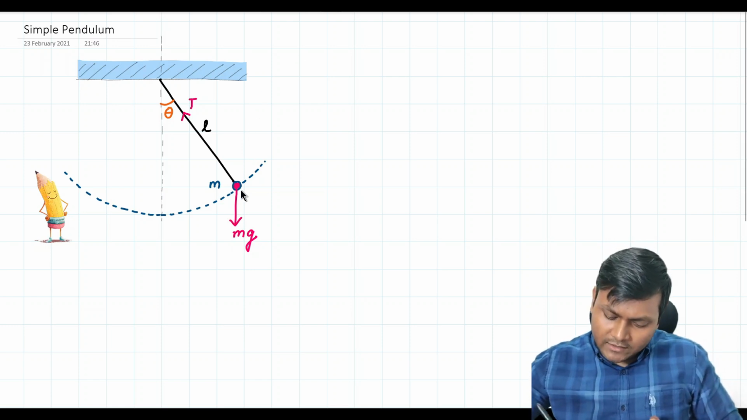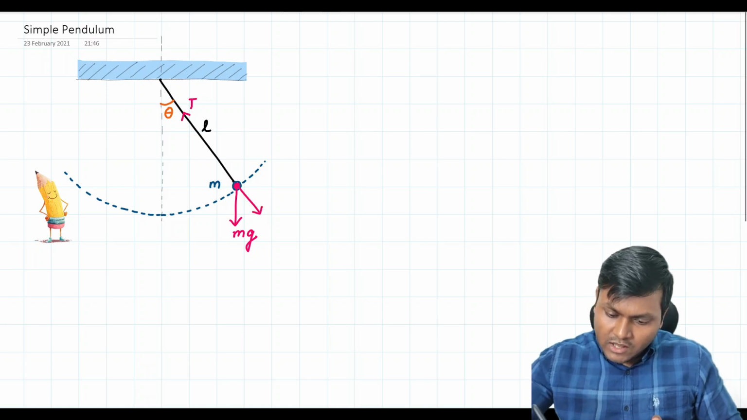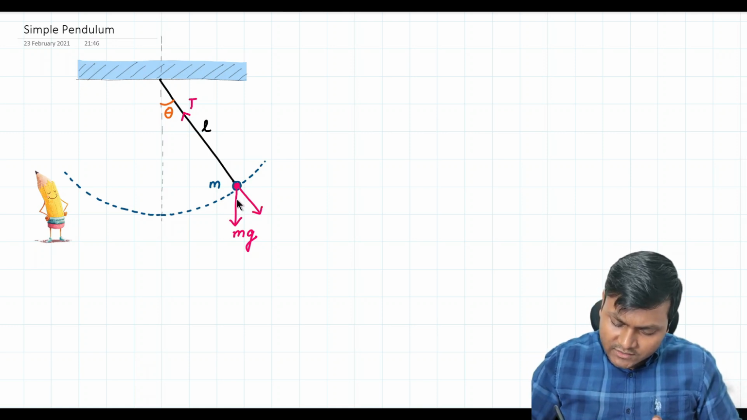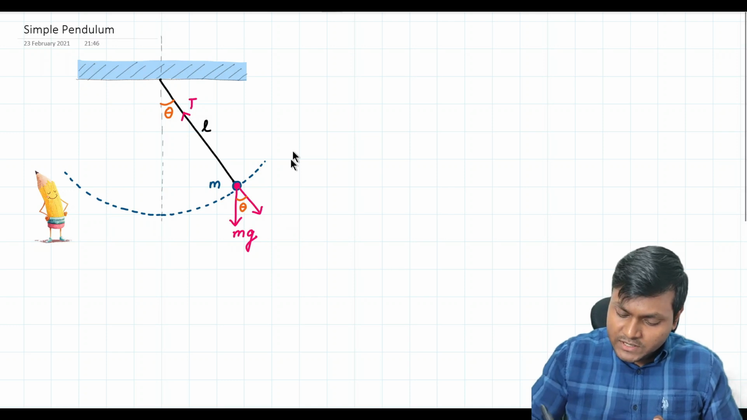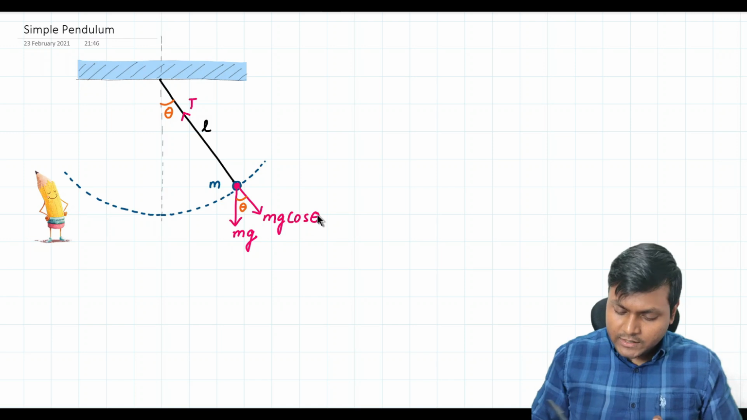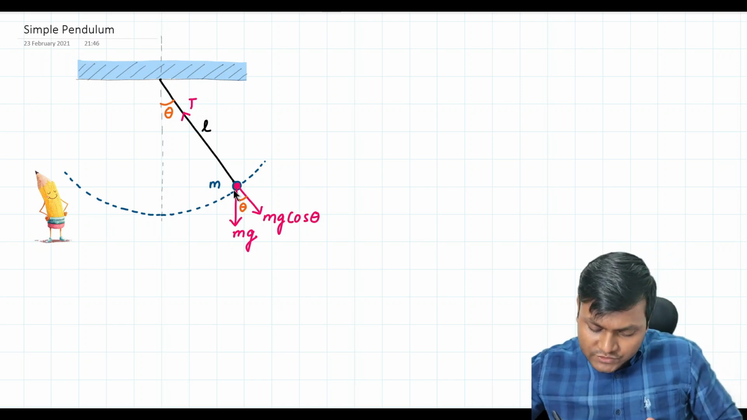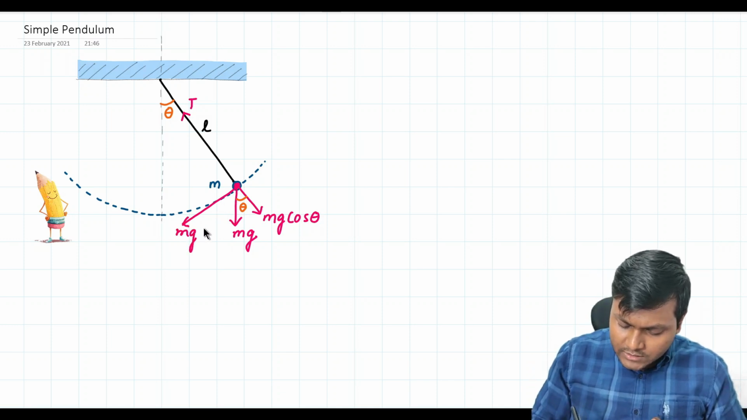One, I can look at the component along the radial direction. Now, if you look at the geometric construction here, this angle is the same as the angle theta. So the component along the radial direction is simply going to be equal to mg cos theta, and the component of the force along the tangential direction is simply equal to mg sin theta.